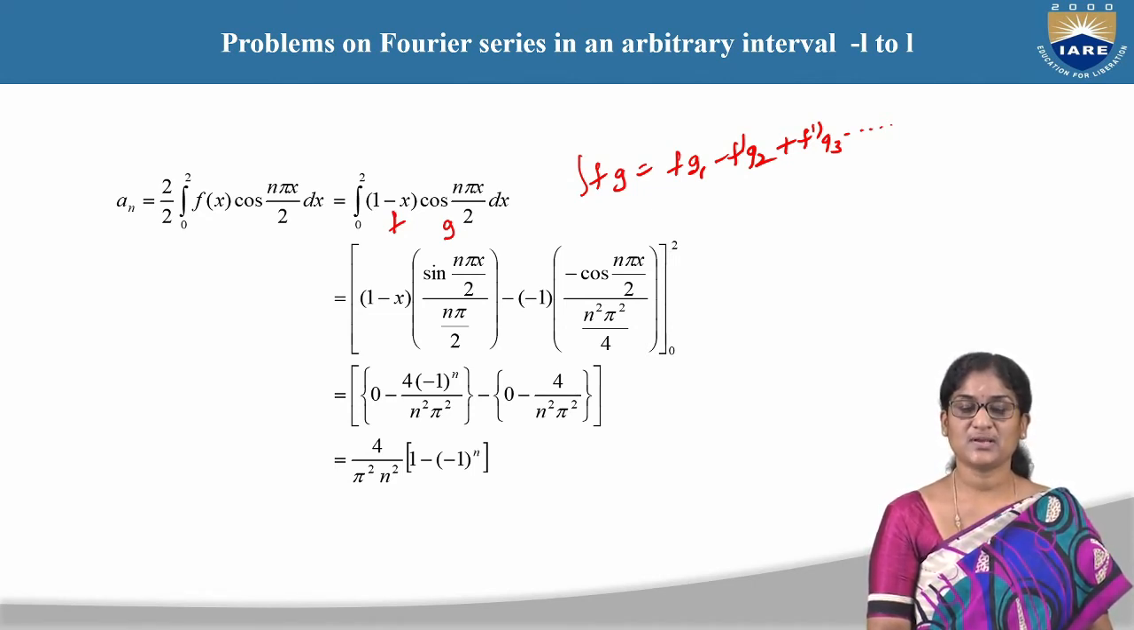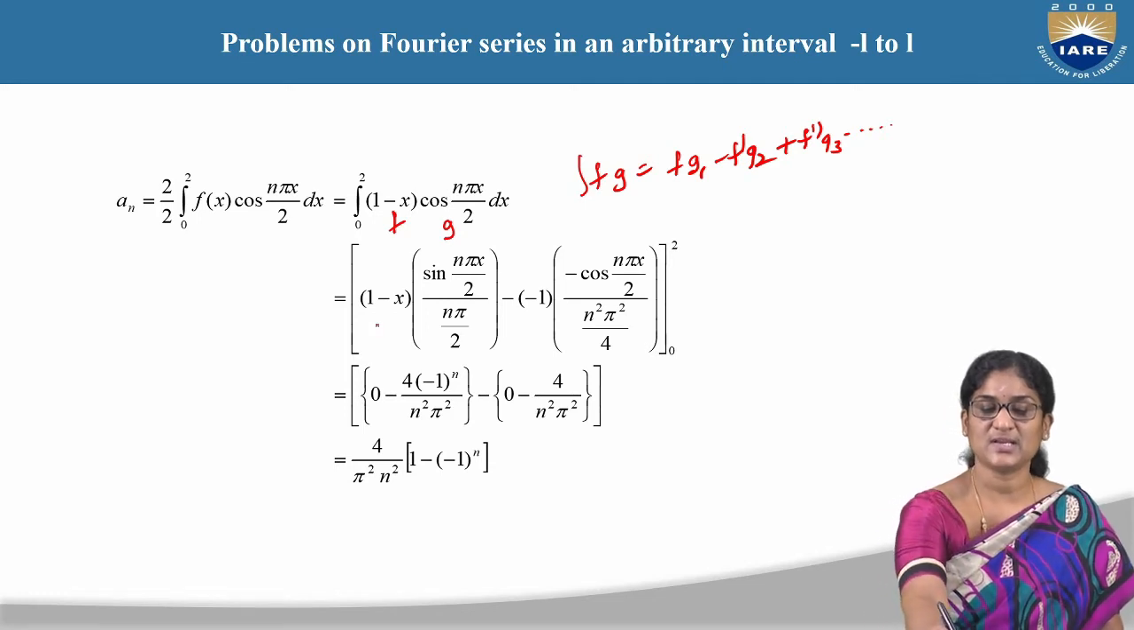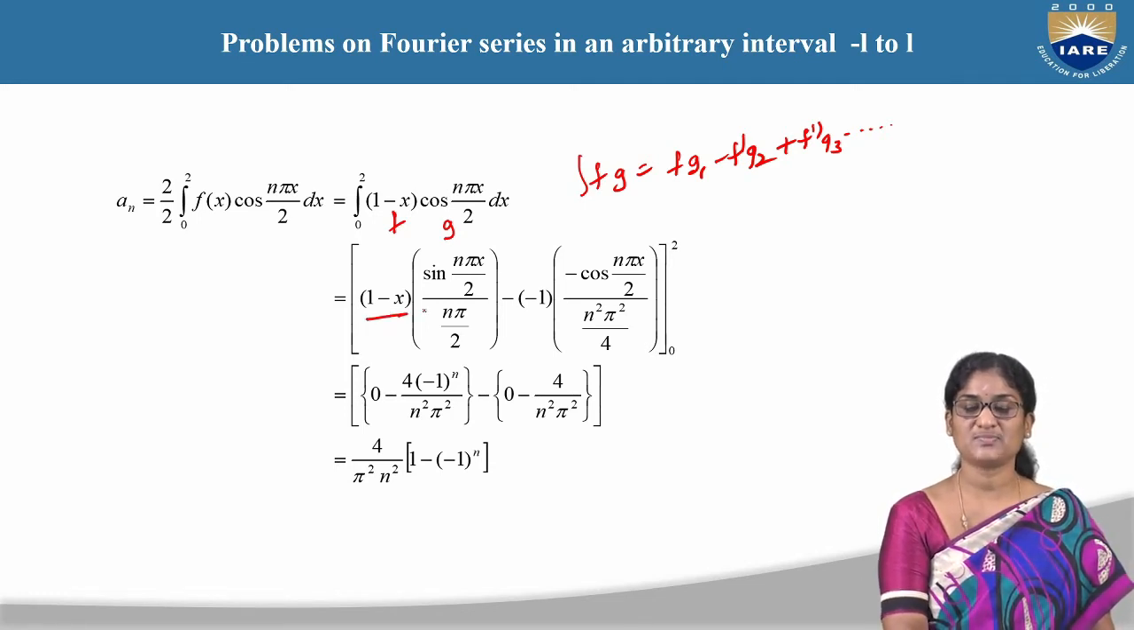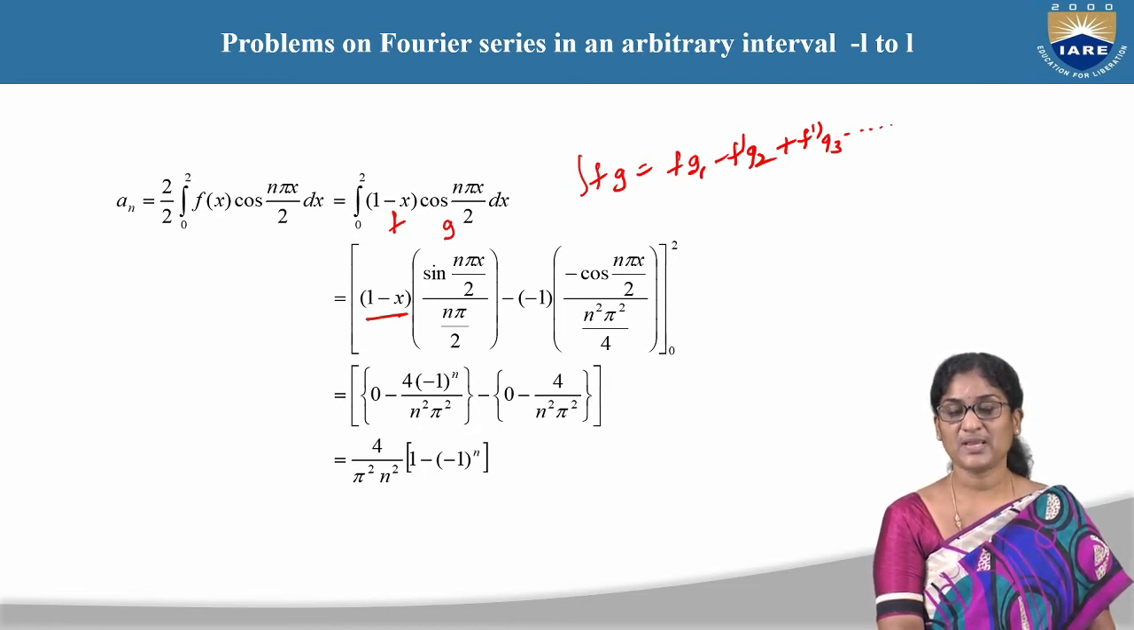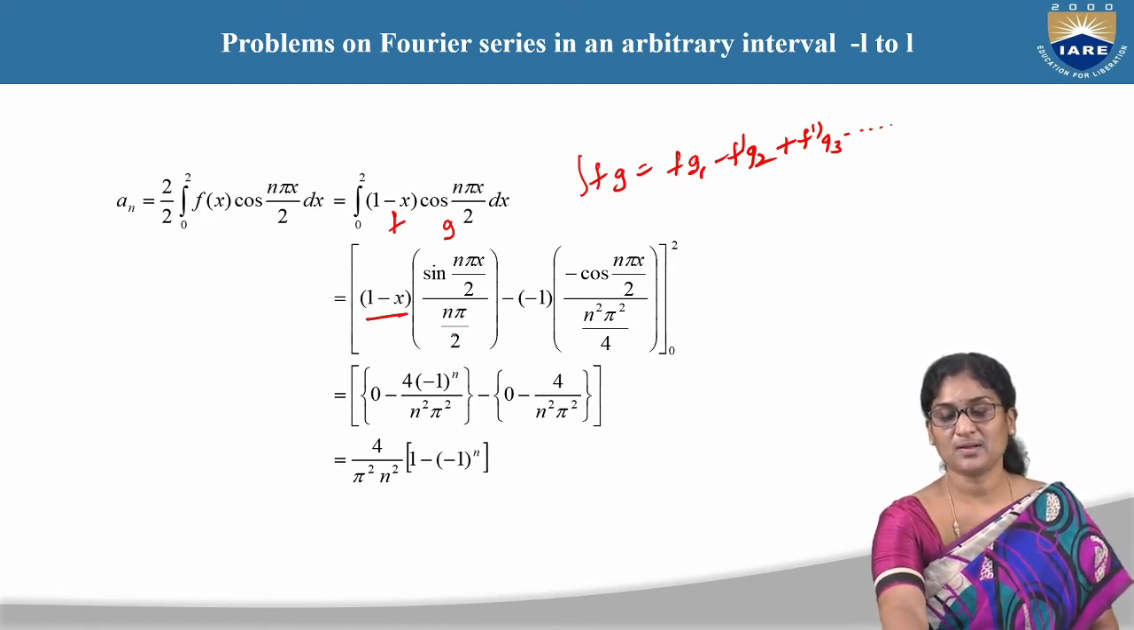So 1 minus x is assumed as f. F is as it is, integral of cos n pi x by 2 is nothing but sin n pi x by 2 by the coefficient n pi by 2, minus the derivative of 1 minus x, that is minus 1, times the integral of sin, that is nothing but minus cos n pi x by 2. The coefficient is n pi by 2, and one more n pi by 2 in the previous term. So totally it becomes n square pi square by 4 here. So now we'll apply limits.